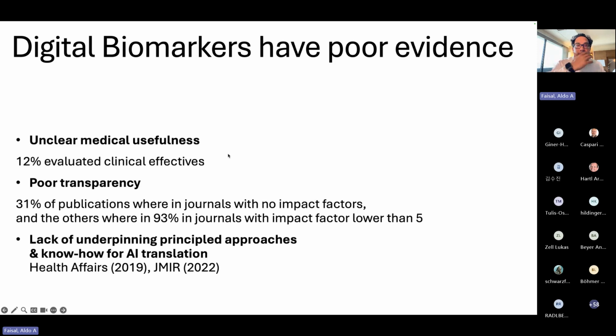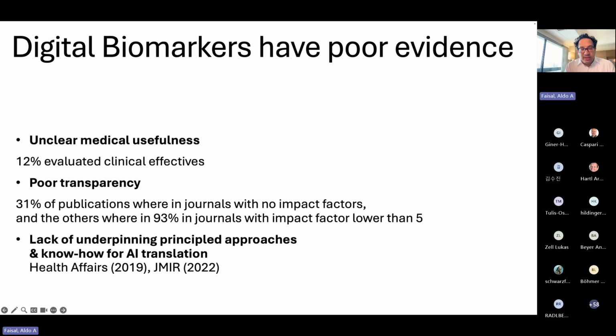Only 12% of currently proposed digital biomarkers had their clinical effectiveness evaluated. A third of the biomarkers have been published in journals with no impact factors. So this means, you pay, you get published, basically. And of those that were published in journals with an impact factor, 93% were in impact factors lower than 5. So there's basically a fundamental lack of underpinning principled approaches and evaluation of these digital biomarkers.